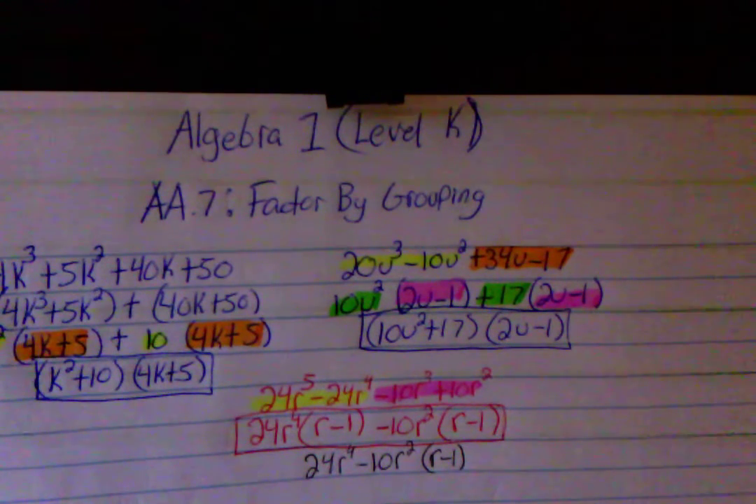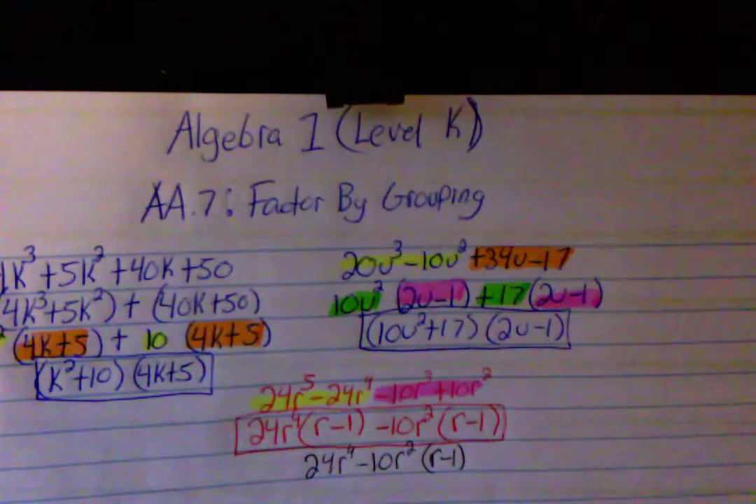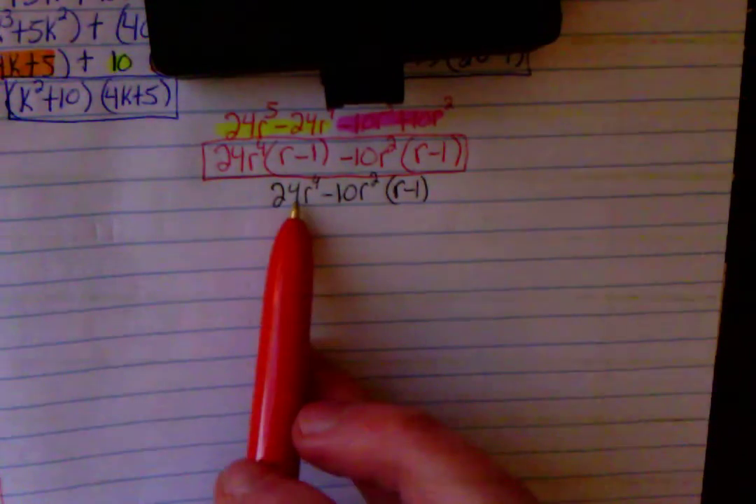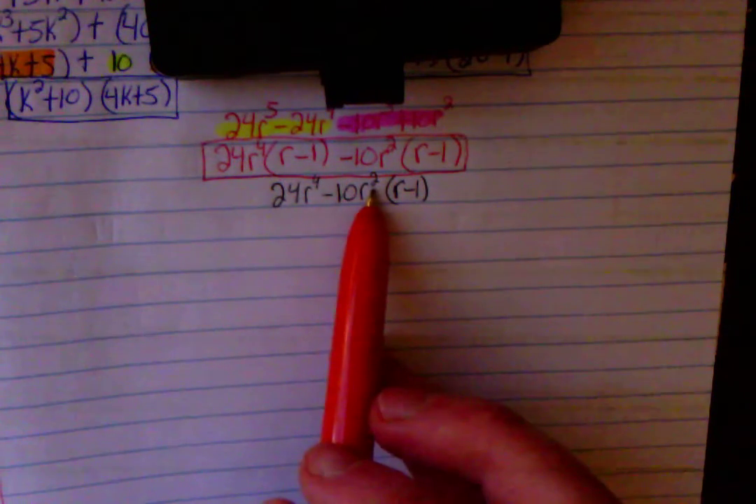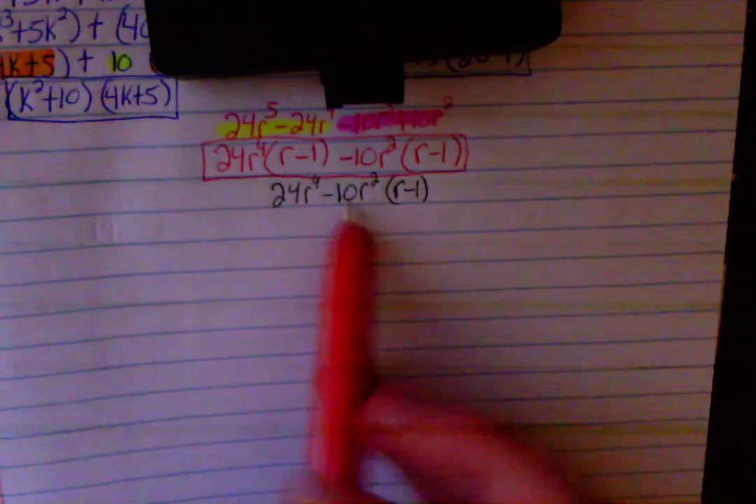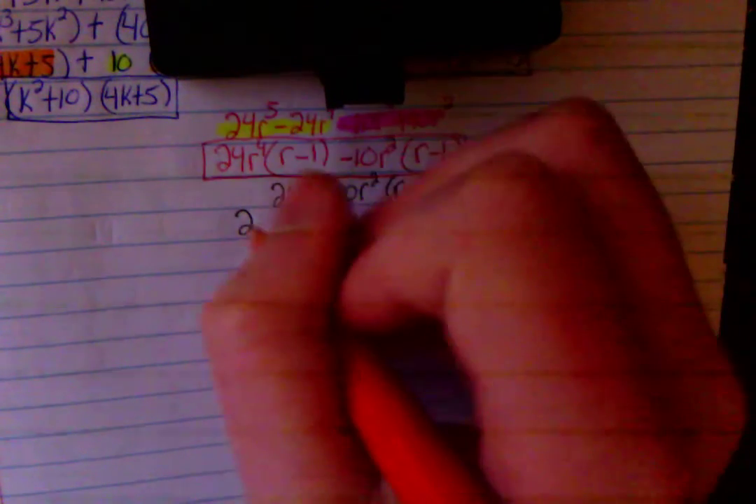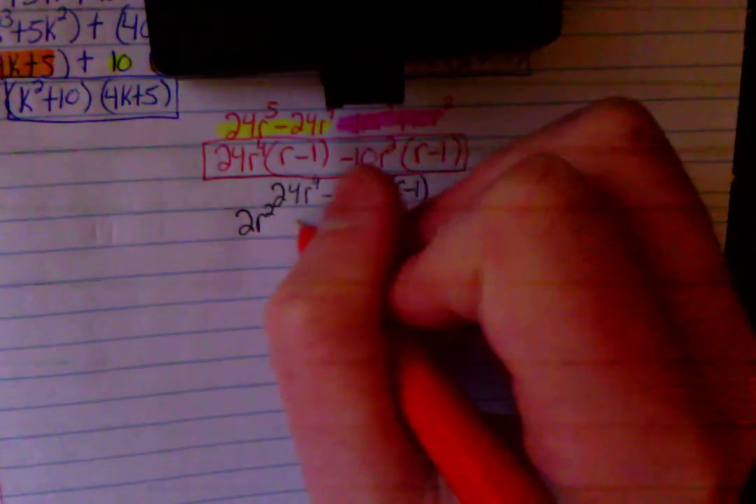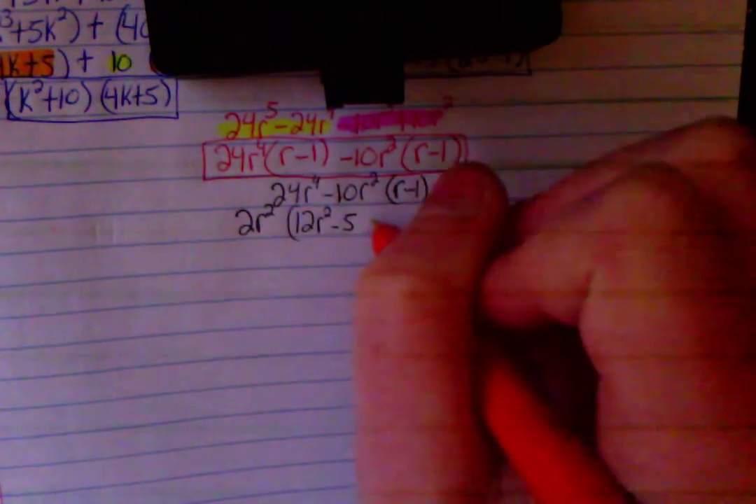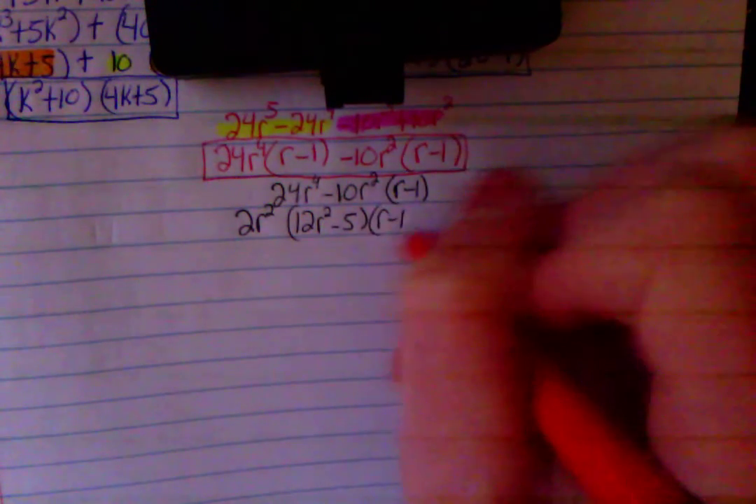Now, I'm not happy with this result, okay? This is where IXL is going to try to trick you. Why are they trying to trick me? I notice that 24r to the fourth minus 10r squared, I can take a greatest common factor out of that. The greatest common factor between 24 and 10 is 2. The greatest common factor between r to the fourth and r to the second is r to the second. So that I would get 12r to the second minus 5r minus 1.